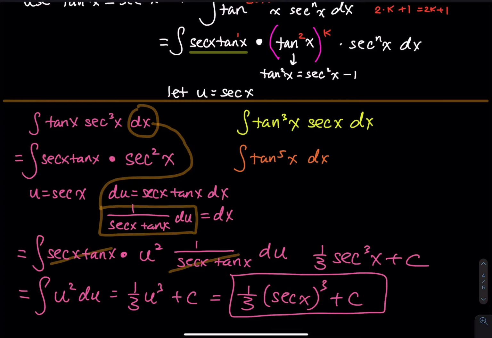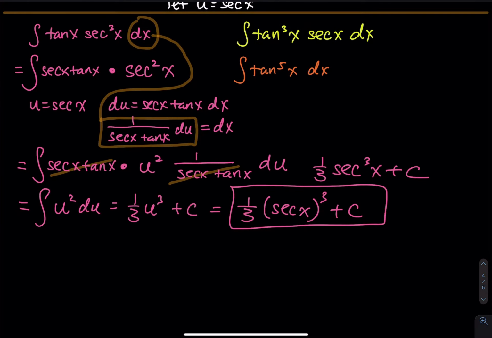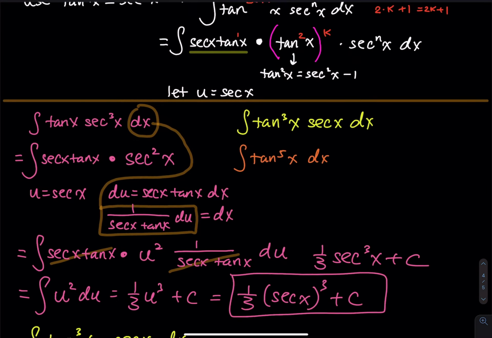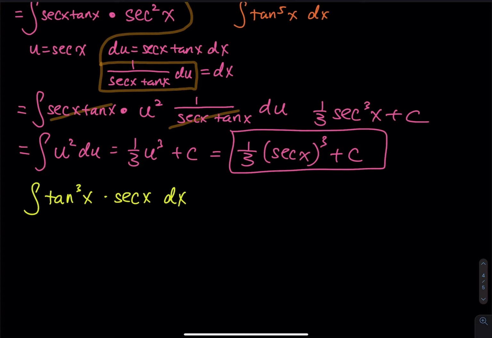Let's take a look at the next one. The next one we have tangent to the third times secant x. Okay, let's put that in yellow. So we have the integral of tangent to the third x times secant x dx. The power of tangent is odd, so m equals 3. The power of tangent is odd, and for the secant, we don't care. n equals 1.